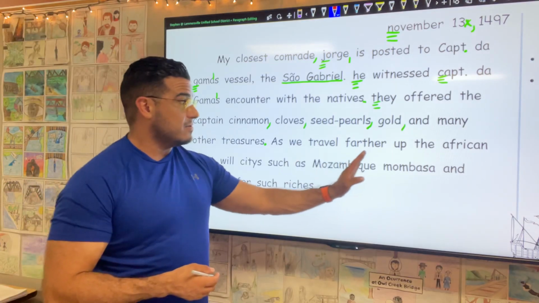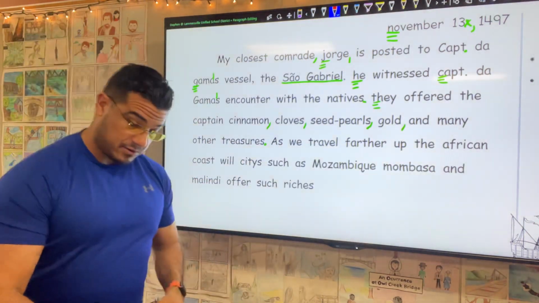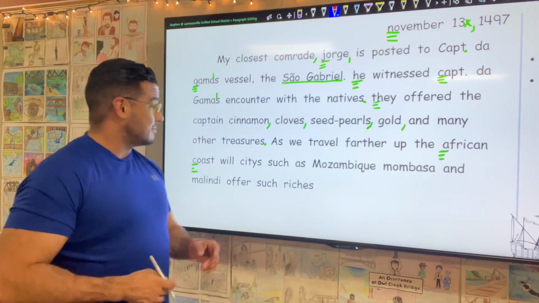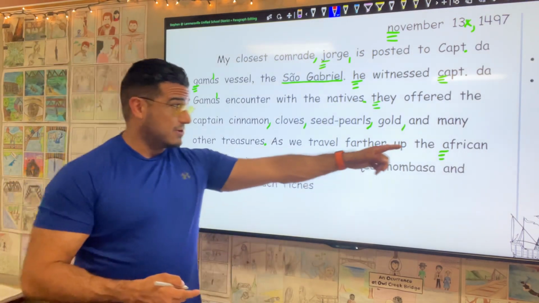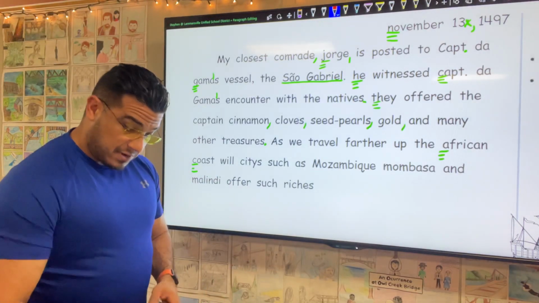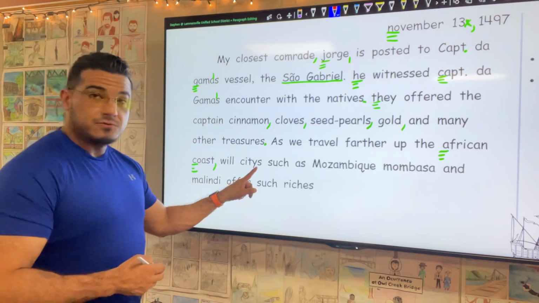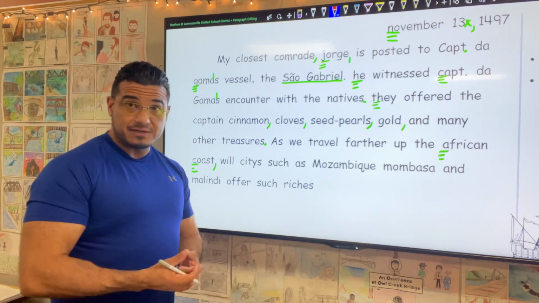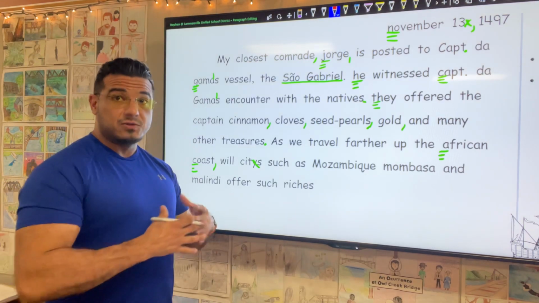As we travel farther up the African coast, so both parts of this word should be capitalized, right? It's the African coast, although in some cases you may see coast lowercase, it just kind of depends. But for this case, I'm going to go ahead and capitalize both. I'm treating it as the name of that region. So as we travel farther up the African coast, comma, will cities, remember the rule, when you have a word ending in Y and you want to affix a suffix to it, you drop the Y and replace it with I. In this case, we have multiple cities.